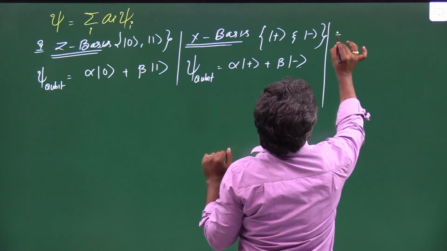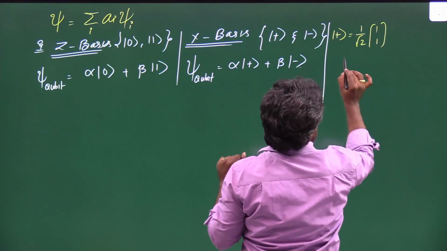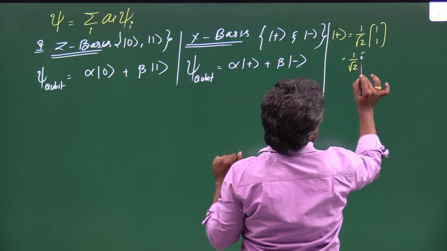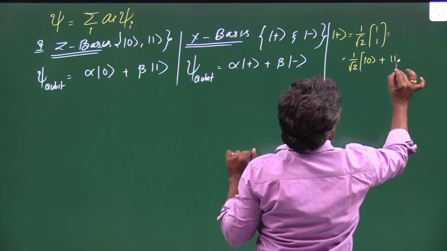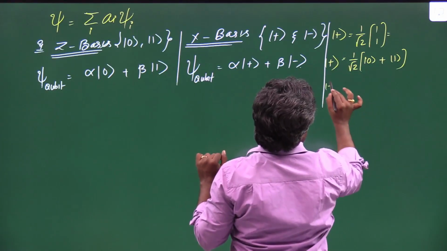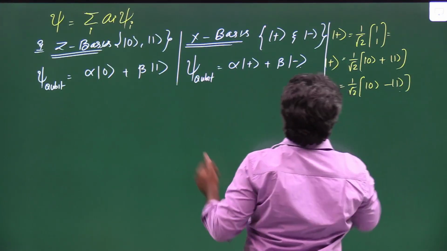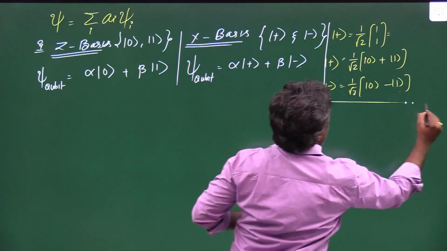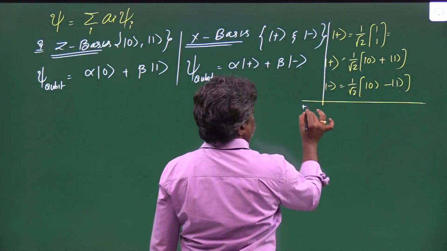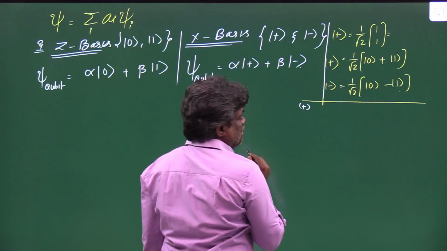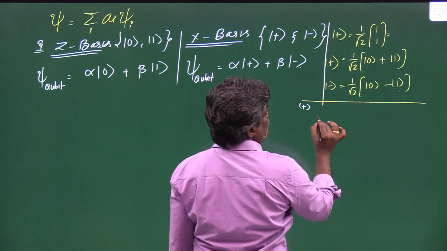Now earlier I said, what is ket plus? 1 by root 2 times (1, 1). Now I can write this as 1 by root 2 times ((1, 0) plus (0, 1)), that means ket 0 plus ket 1. That's good. Now ket minus can be written as 1 by root 2 times (ket 0 minus ket 1). Now if I add these, ket 1 gets cancelled. Here I will get 2 by root 2 ket 0, that is nothing but root 2 ket 0.